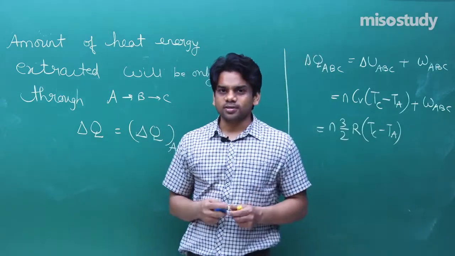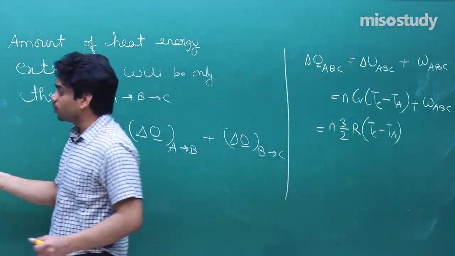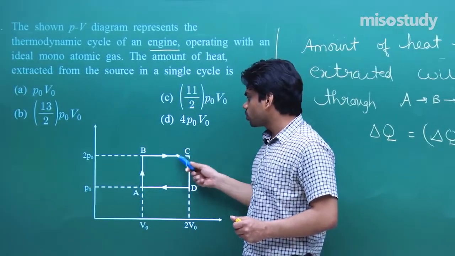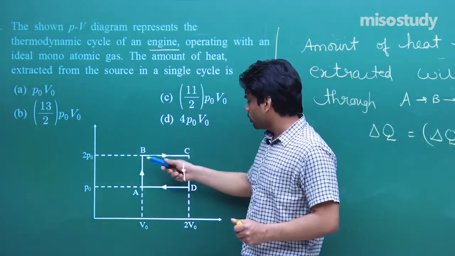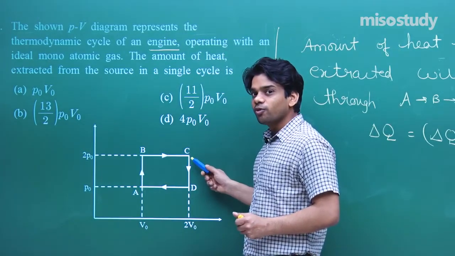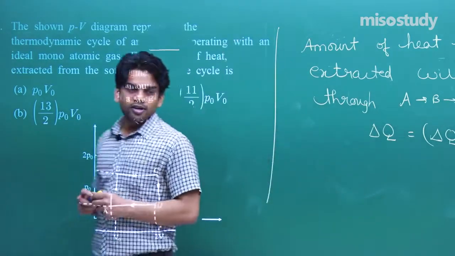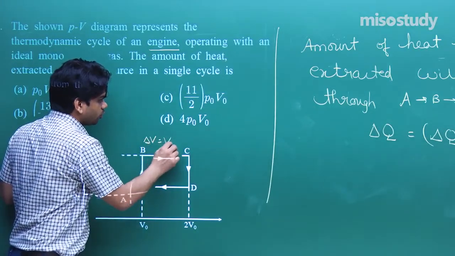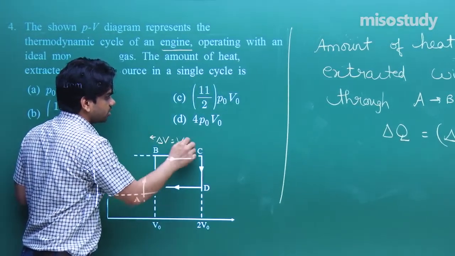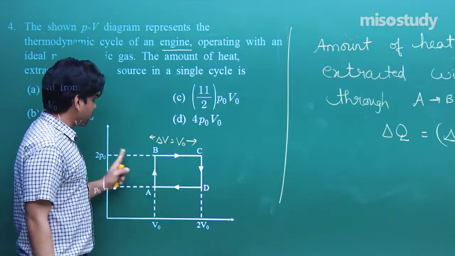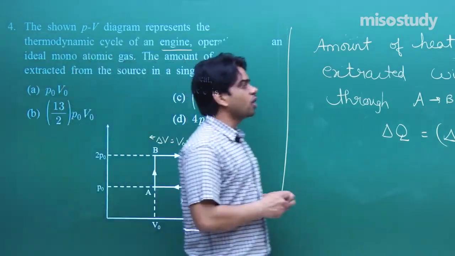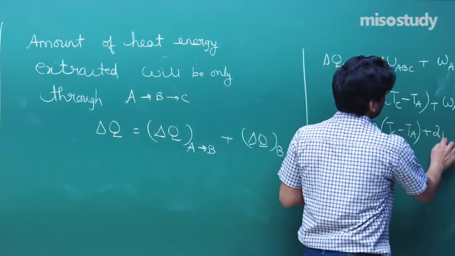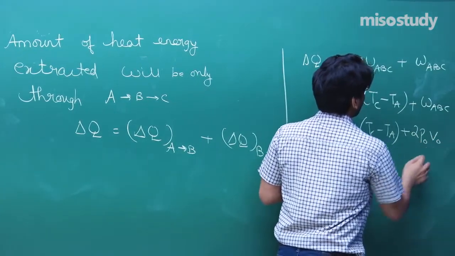Now work done is what? Work done during ABC, if you see here the volume is constant, no work done. Here pressure is constant and volume is increasing from V0 to 2V0. So change in volume will be V0 during this B to C process, and the pressure is 2P0. So 2P0 into V0 will be work done. So plus 2P0 V0.